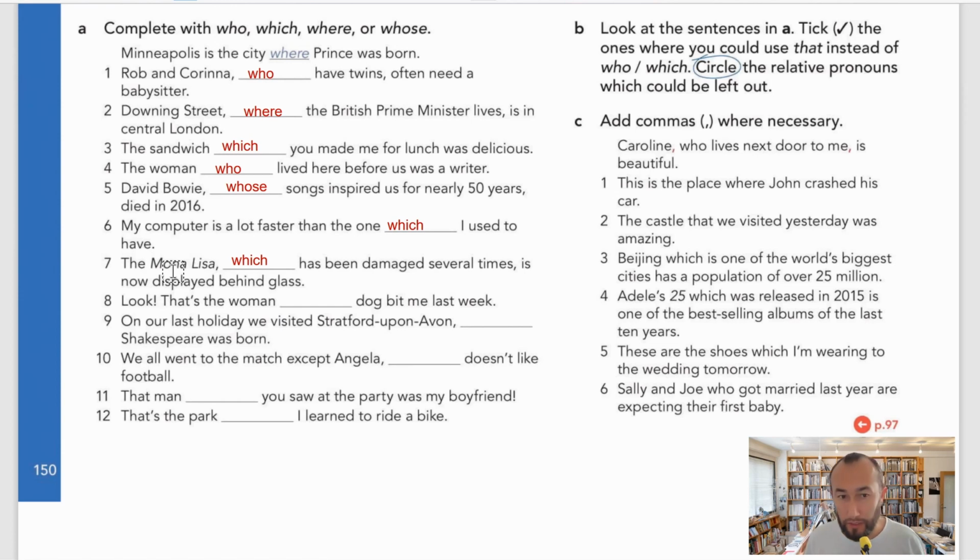Well, can I use that in place of which? No. Why? Because we've got a comma here, guys. After a comma, as I said earlier, we can't use that.